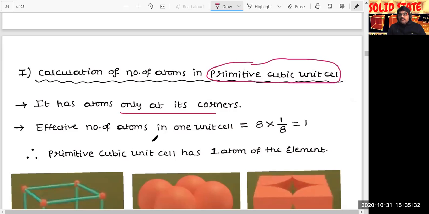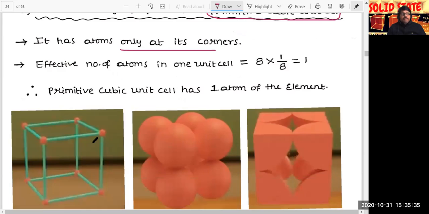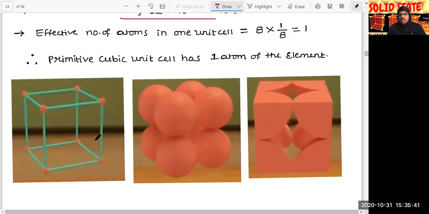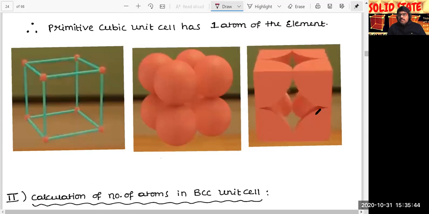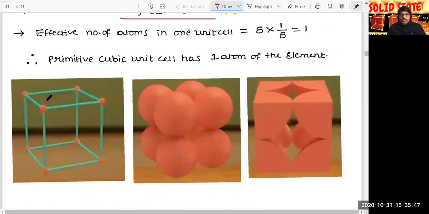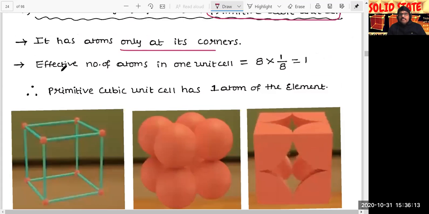Effectively, how many atoms are in one unit cell? See, this is the unit cell view, this is the atoms contact view, and this is the slice view. Generally, to explain, we write like this, but there is contact between the atoms. What do we call these? These are the constituent particles in the solid state, so definitely the particles are arranged very closely. We can see that when you say primitive cubic unit cell, the particles are present only at the corners. But I need the effective number of atoms.